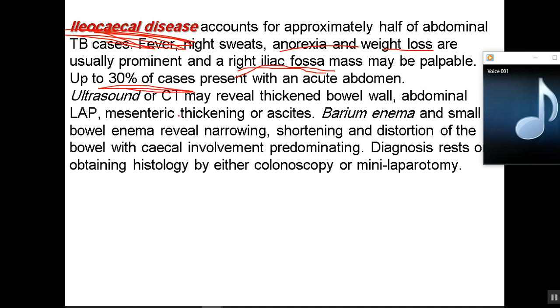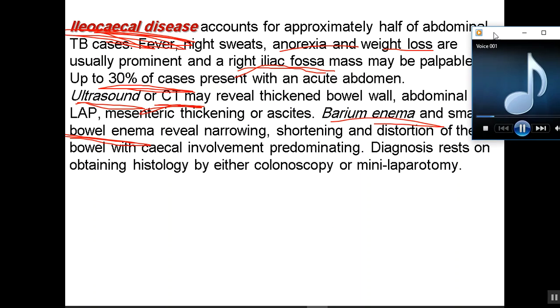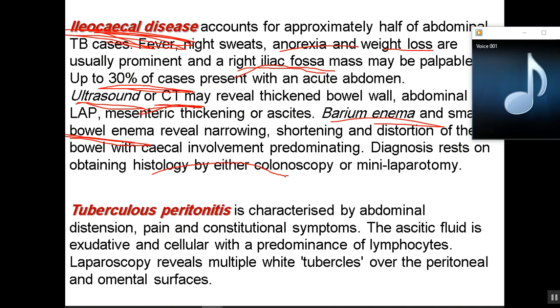Ultrasound scan is useful, sometimes requiring biopsy to diagnose. Sometimes the patient is operated on. If a patient comes with a severe abdominal attack, you do not wait for the investigation. You do the operation and then send for histology to get the TB result, and then the patient is put on TB treatment. So this is number one, ileocecal disease, presenting as right iliac fossa pain, a differential of right iliac fossa mass.